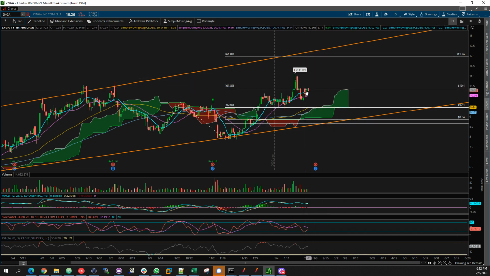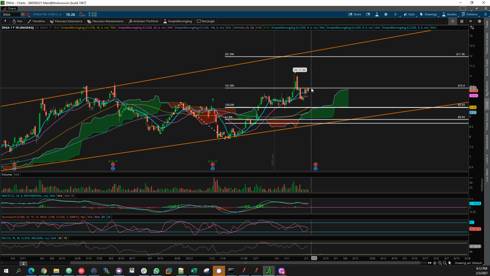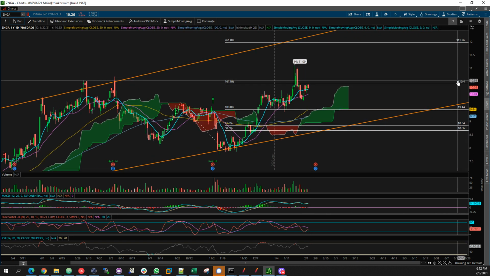But then again, it needs to break this 161.8, 10.40. It could come down as low as 9.55 and get ready for that. So this area right here, which has been the previous resistance and the support, now it's a support. It could retest 9.83, 9.55. I am not sure how this resistance is going to play out, the $10.40.